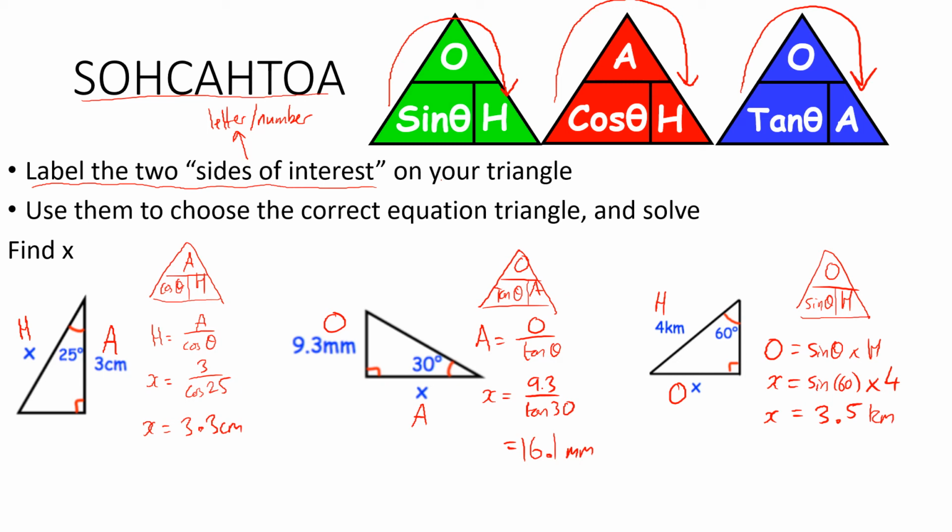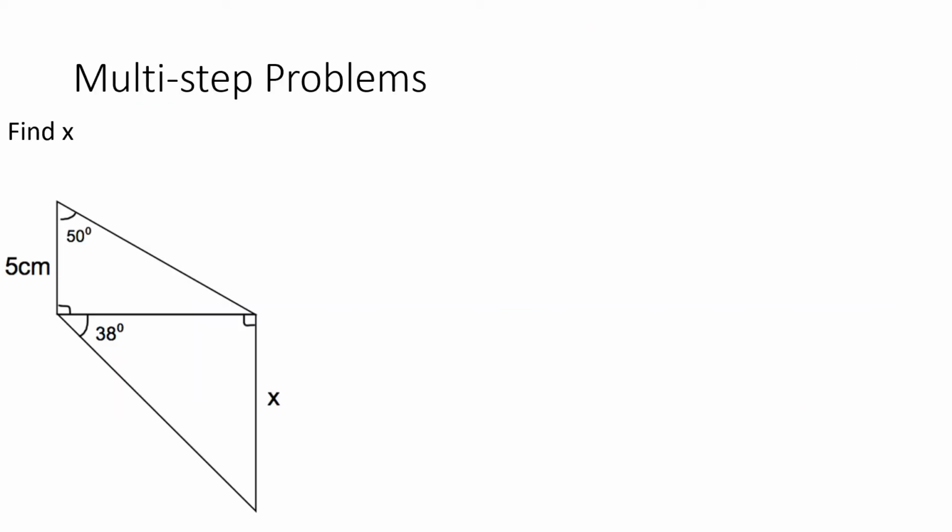So yeah, label your two sides, pick your triangle, and then it's exactly the same as the previous couple of pages. Nice one. Now at this step, I'd probably say stop, have a look at the Hegarties, and then come back to this because we're going to look at some more advanced applications. We're going to start with some multi-step problems.